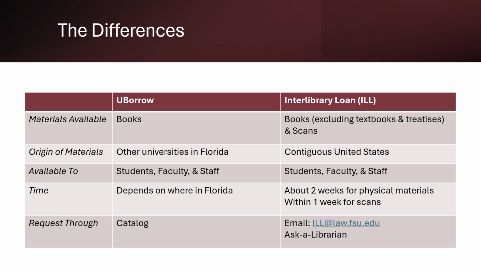When making a UBorrow request, use the form in the catalog. When making an ILL request, use the Ask a Librarian form on the Research Center website or email ill@law.fsu.edu. Sometimes an ILL request form, similar to the UBorrow request form, will appear in the catalog. Please don't use that. Your request will be sent to the main campus library, not the Research Center.